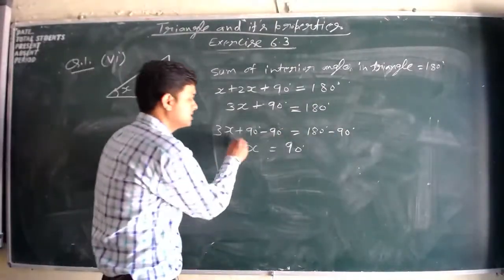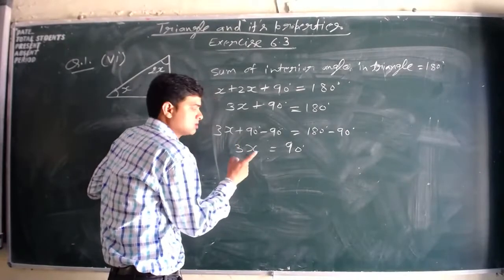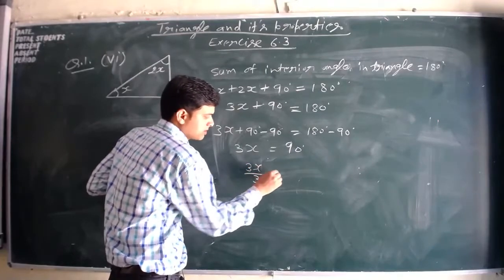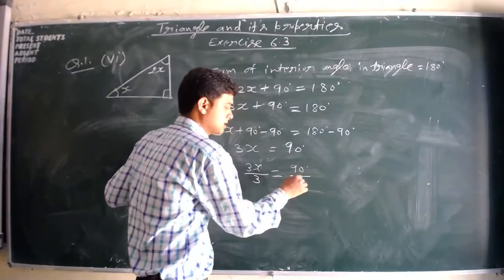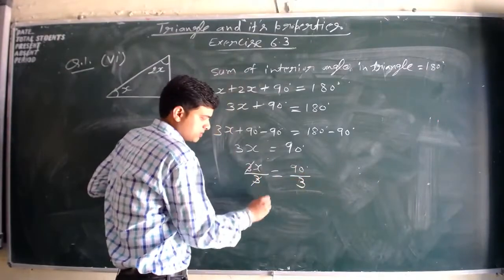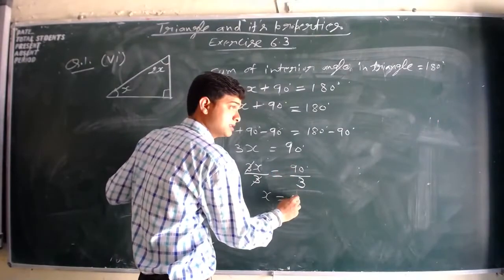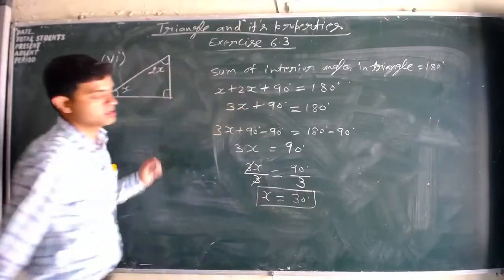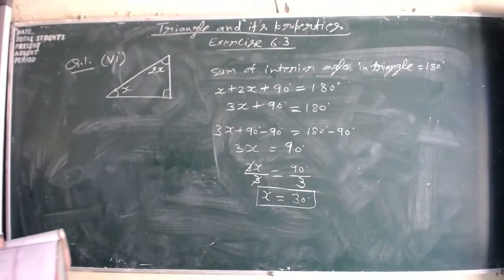Now we have to eliminate this. We have multiplication by 3 between 3 and x. So we have to divide the same number on both sides. 3x divided by 3 and 90 divided by 3. Clear? The 3 cancels out with 3, only x, and 90 divided by 3 is 30. 30 is your measurement of x. Next one is now the second question.